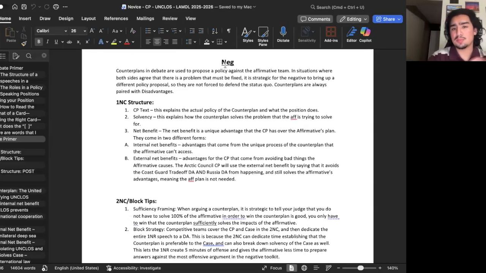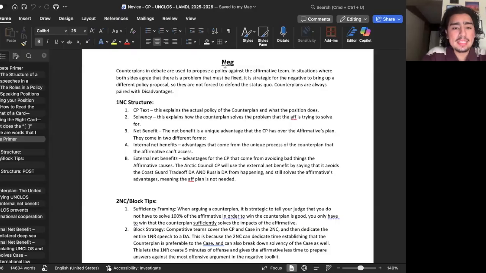So according to this primer on the negative side, counterplans in debate are used to propose a policy against an affirmative team. In situations where both sides agree that there's a problem that must be fixed, it is strategic for the negative to bring up a different policy proposal so they are not forced to defend the status quo. And then counterplans are always paired with disadvantages. So if you haven't watched the disadvantage lecture, go ahead and watch that first. It helps you understand why counterplans are introduced in the first place.